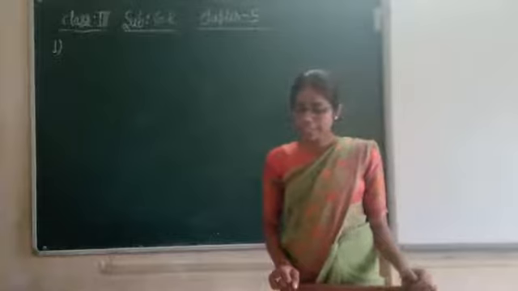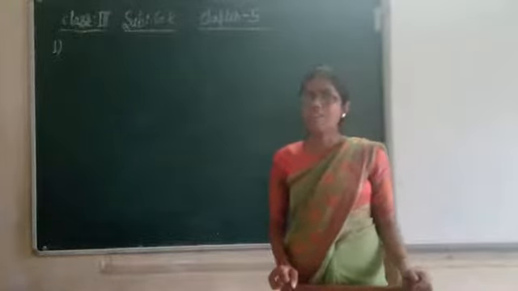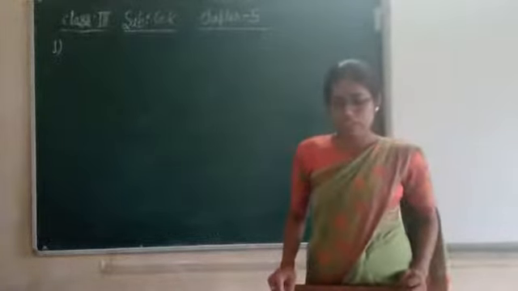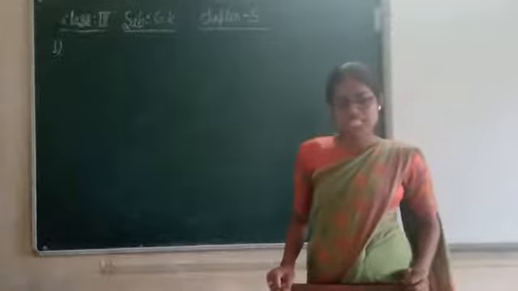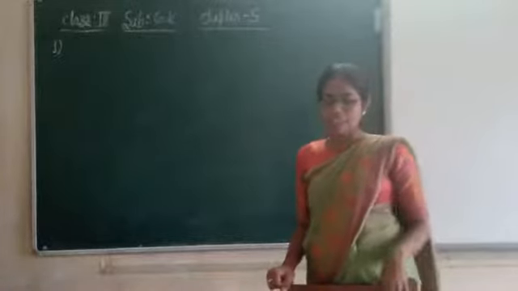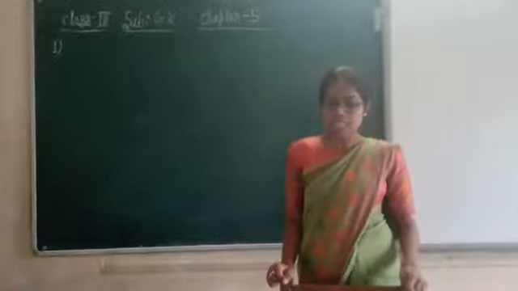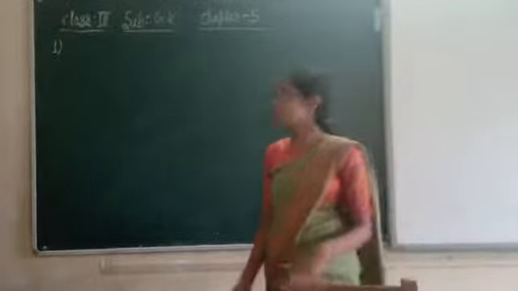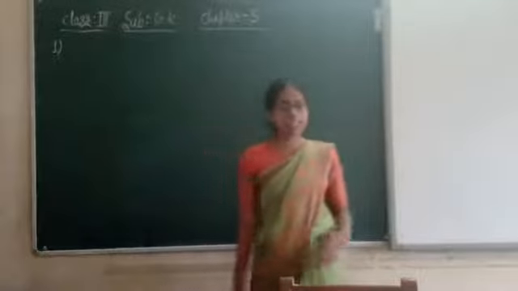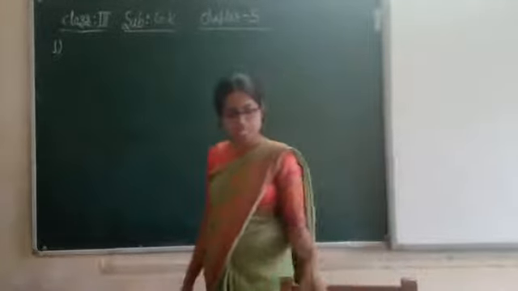So all of you get ready with your pencil and book. We will fill in the book itself. First, what instruction is given? Let's see that. Find the hidden names of the countries from the jumbled words. What we have to do? We have to find the names of the countries from the jumbled words. First one here is given.